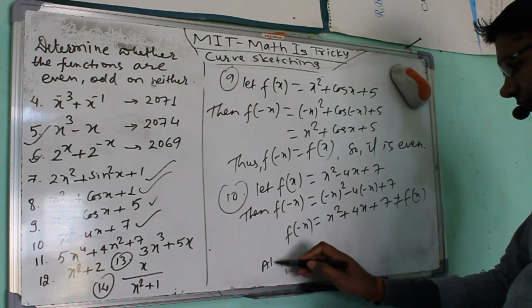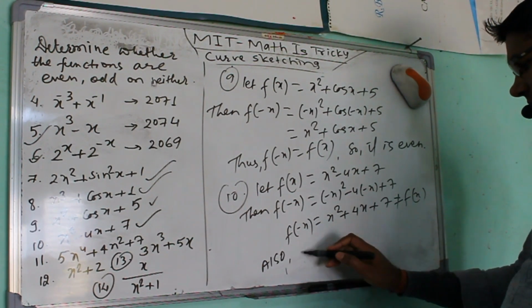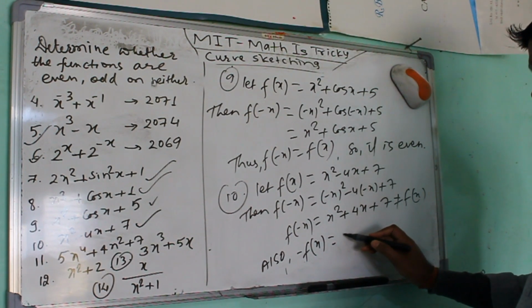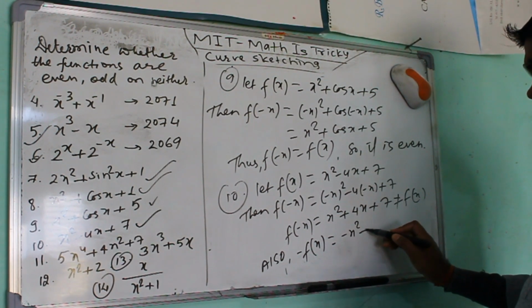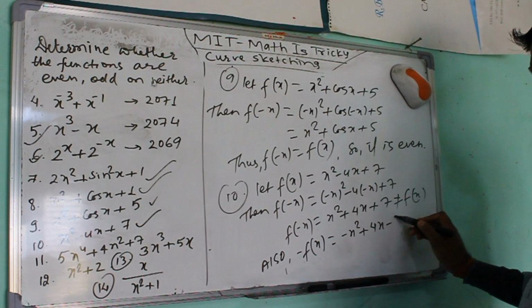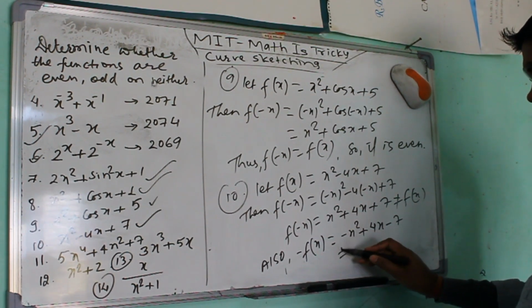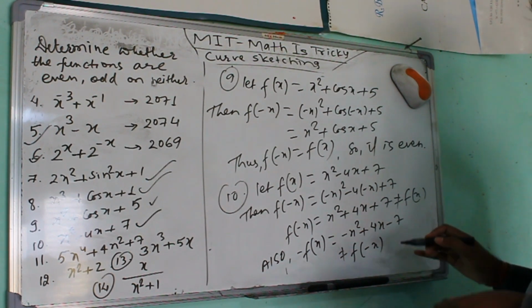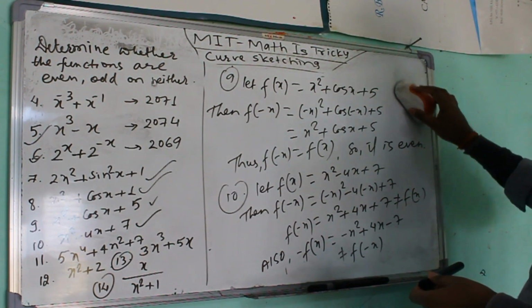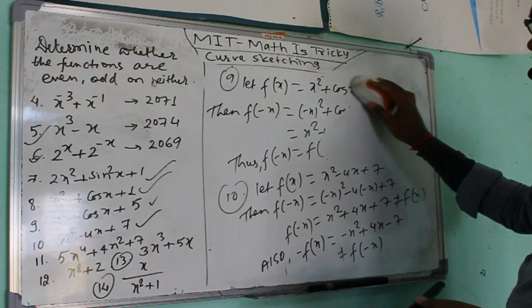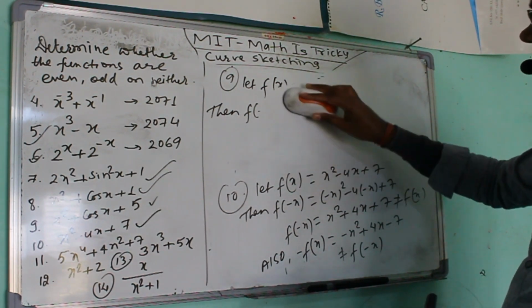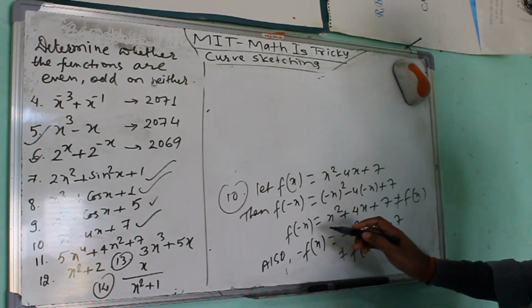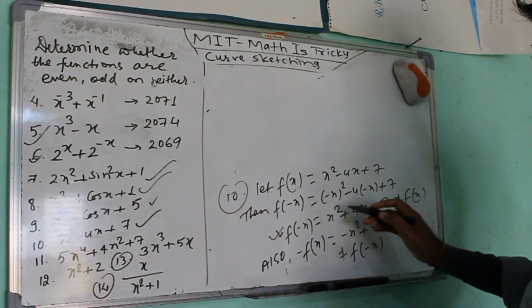F(-x) is this, which is not equal to f(x). Also, -f(x) is how much? Let's see here, -x squared plus 4x minus 7, not equal to f(-x). So what we can say, it is neither even nor odd.